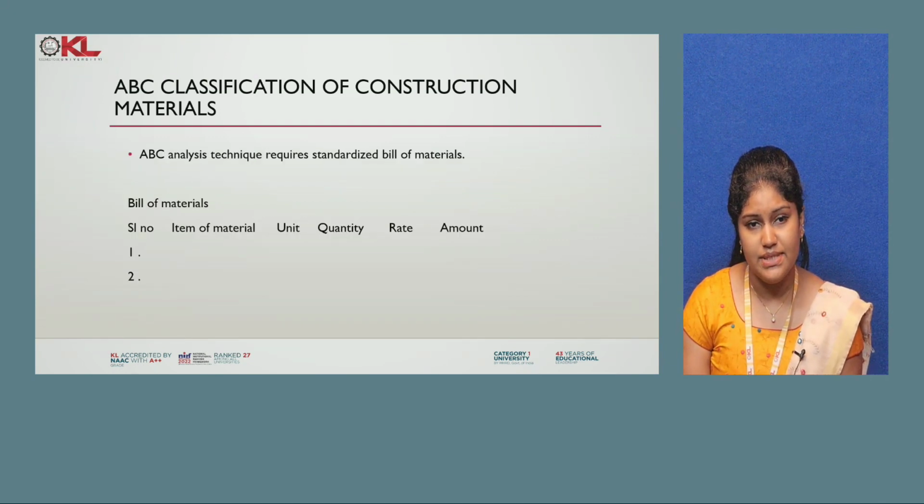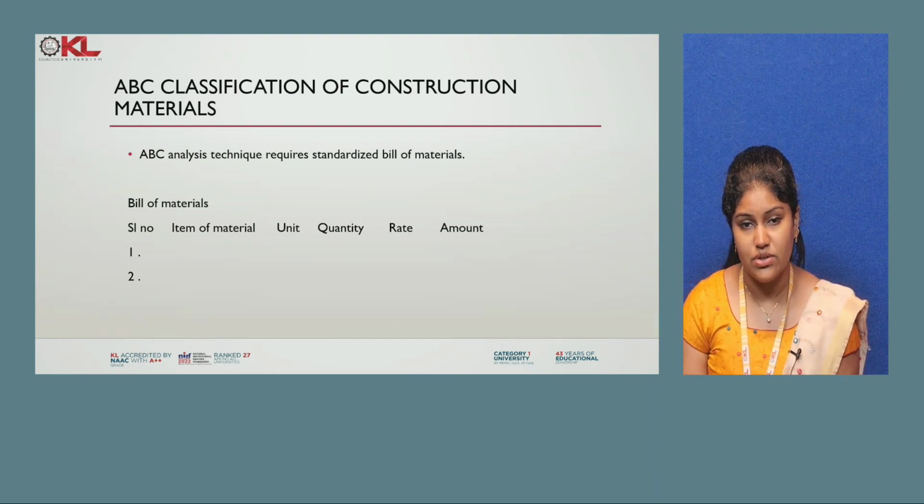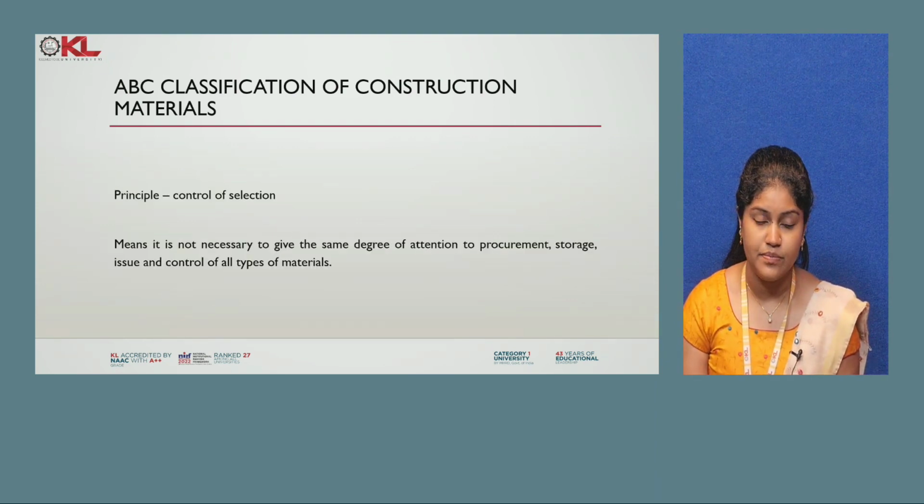In the case of the ABC analysis technique, we can see the bill of the material, how we will be making the bill. Serial number, the item of the material we are using, the unit, how much quantity, 1 kg or 2 kg, the rate, and the total amount for each item has to be mentioned there as a column. The principal control of selection means it is not necessary to give the same degree of attention to procurement, storage and issue and control of all types of material.